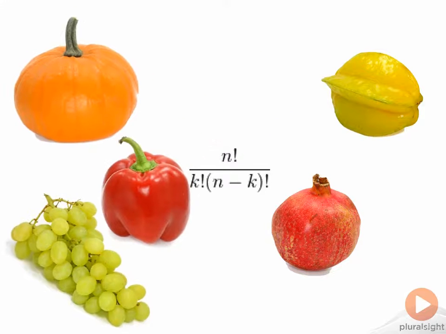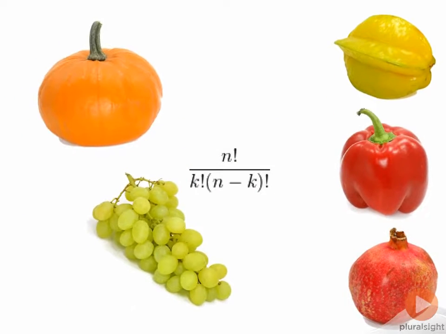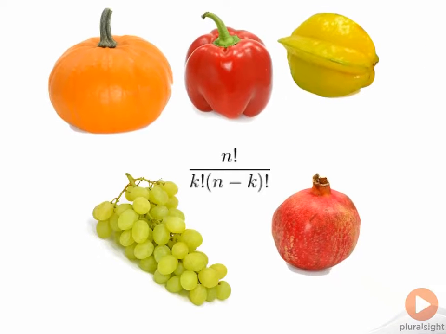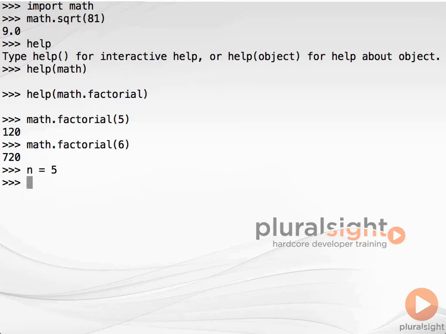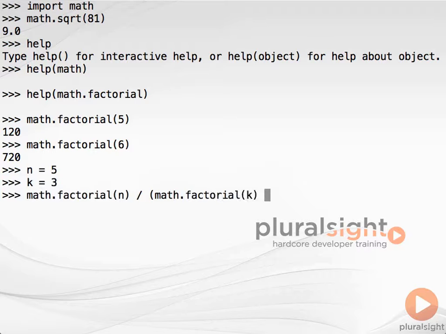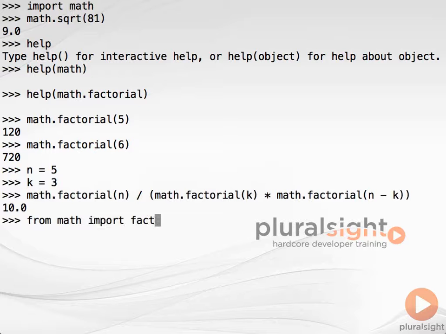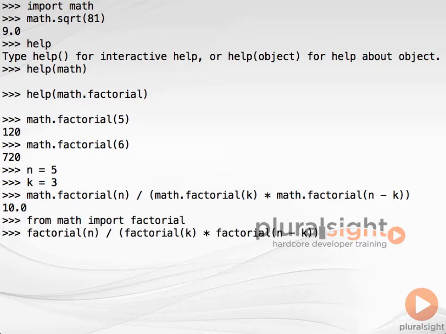Let's use factorials to compute how many ways there are to draw 3 fruit from a set of 5 fruit using some math we learned in school. This simple expression is quite verbose with all those references to the math module. The Python import statement has an alternative form that allows us to bring a specific function from a module into the current namespace. This is a good improvement, but it's still a little long-winded for such a simple expression.